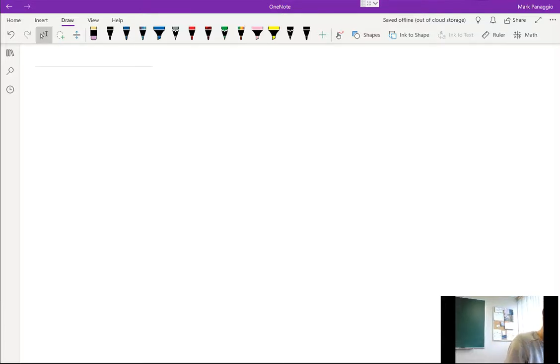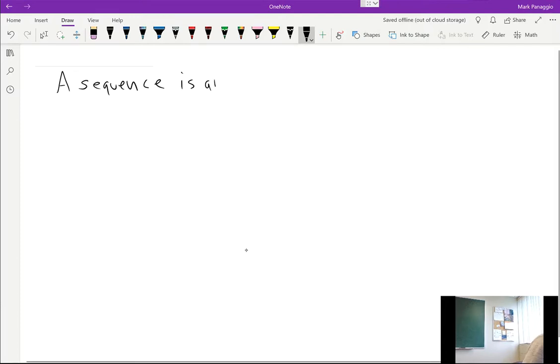All right, so what is a sequence? Well, a sequence is an ordered list of numbers. So what that means is we have a group of numbers and, well, there's an order associated with it.